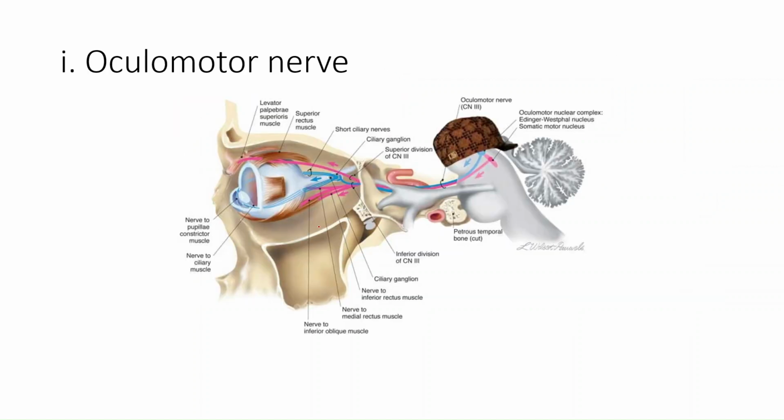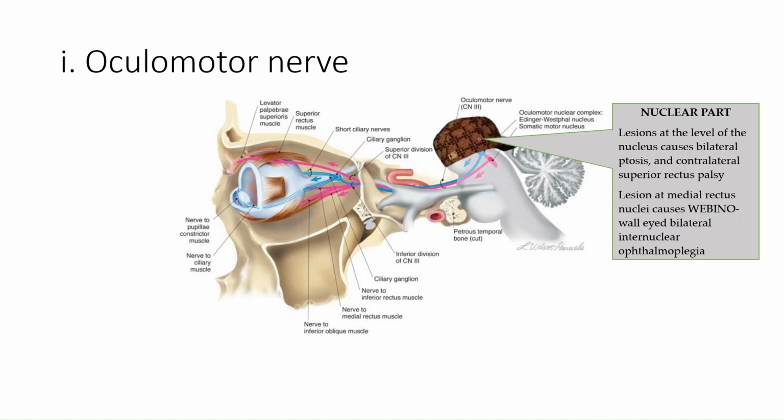So this is how the nucleus is present in the superior part of the midbrain, and this is the oculomotor nucleus here. Nuclear lesions will always cause bilateral involvement of LPS, causing bilateral ptosis, then contralateral superior rectus palsy and loss of all the other muscles as we have discussed.